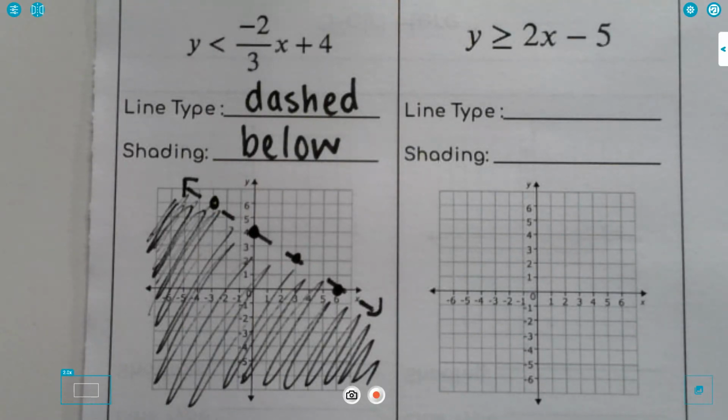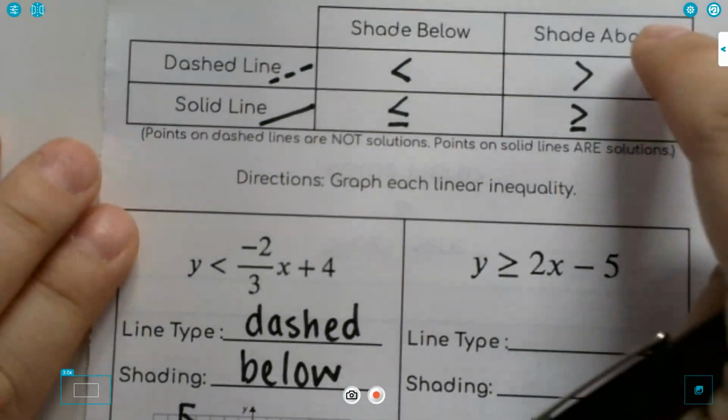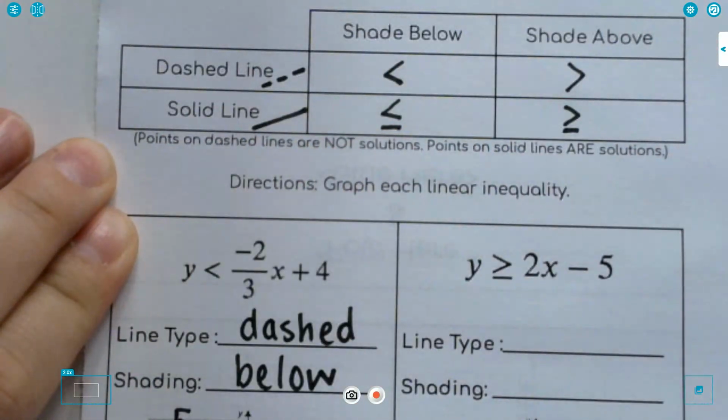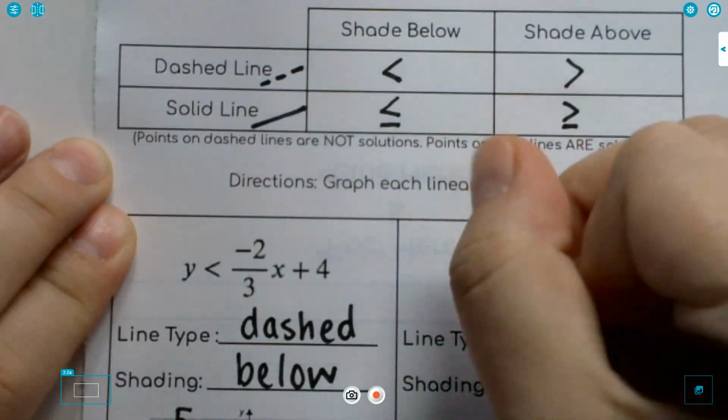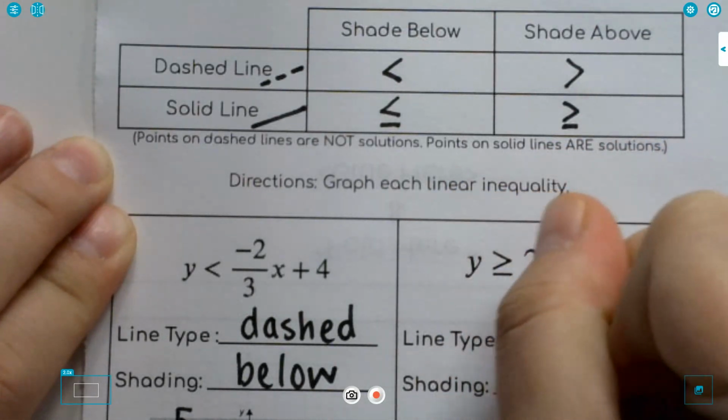So the first thing that we can look at is that greater than or equal to symbol. Greater than or equal to tells us that we need to shade above a solid line. So line type is solid. Shading is above.